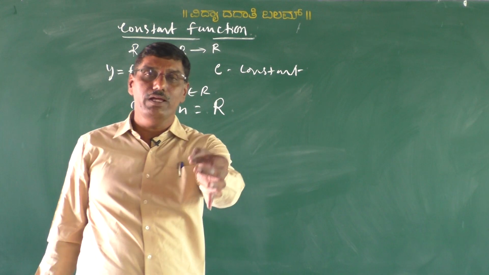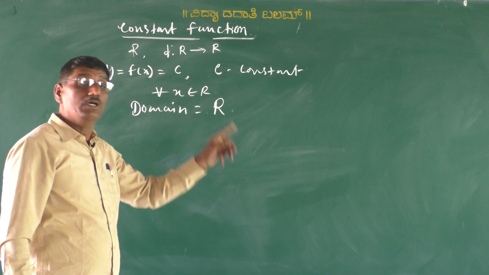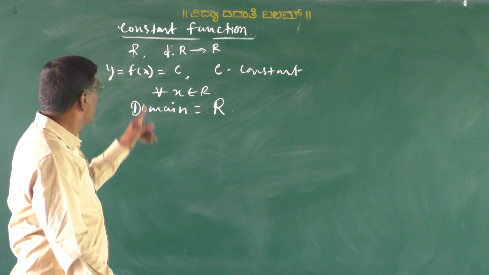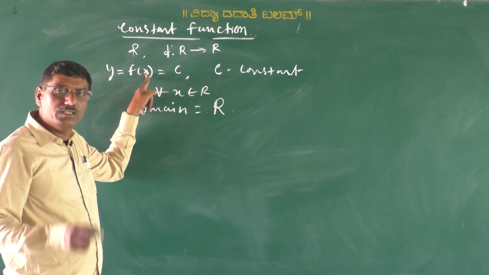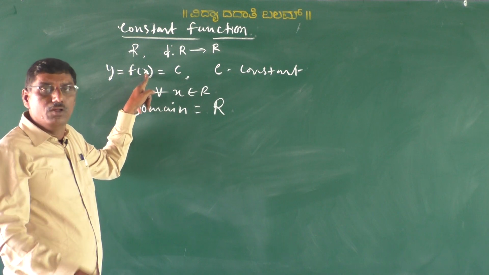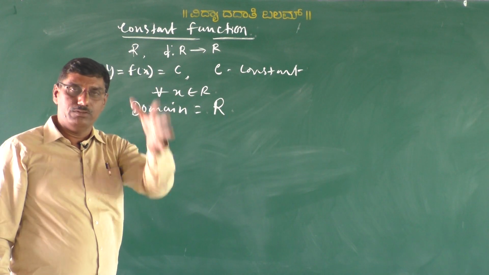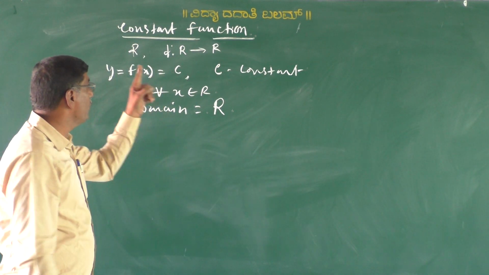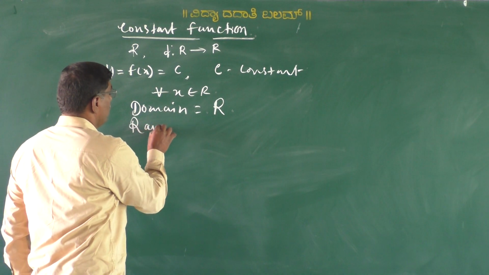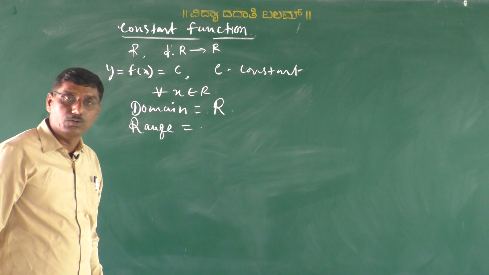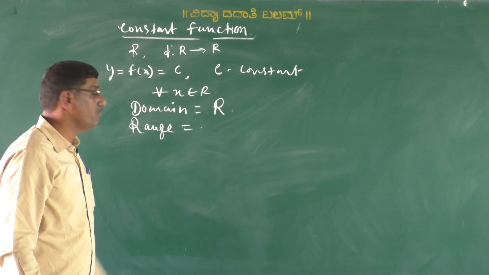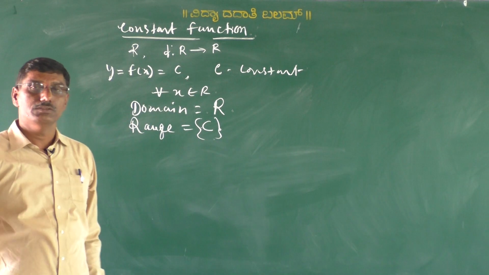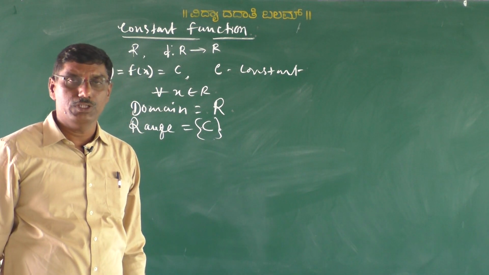That means the set of all reals. Domain of a constant function, set of all what? Reals. What about the range? See here, for any value of the domain, we get here a constant. Therefore, the range of a constant function is equal to the set of all constants. Are you understood, all of you?